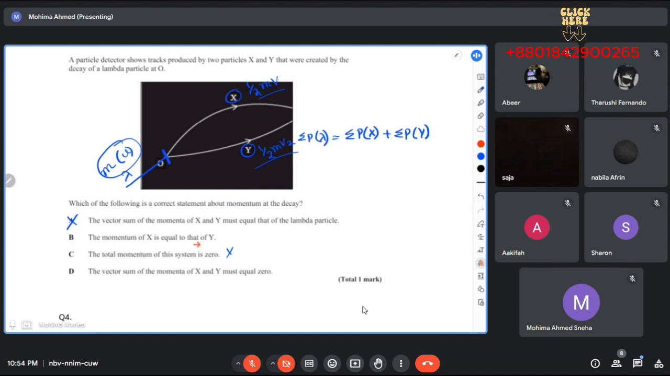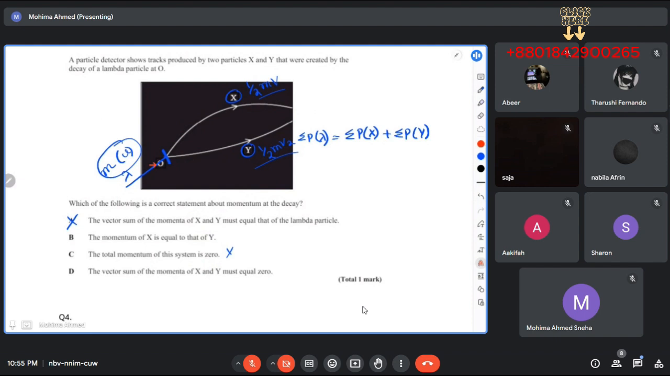That will not be the case over here, because their sum should be equal to the momentum of the lambda, right? If they are equal, that will not make any change. That doesn't mean anything about the conservation of momentum. Okay, so this is not correct. Total momentum of the system is obviously not correct, because they have velocities; they were moving along this entire pathway, they were not stationary.